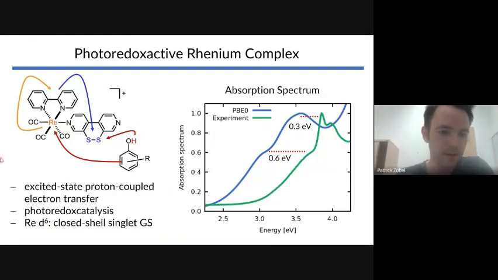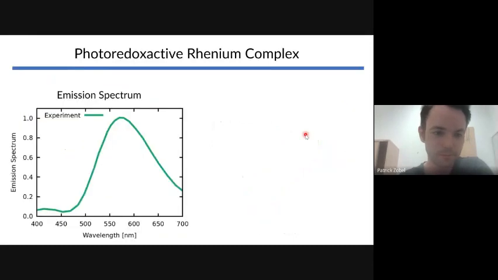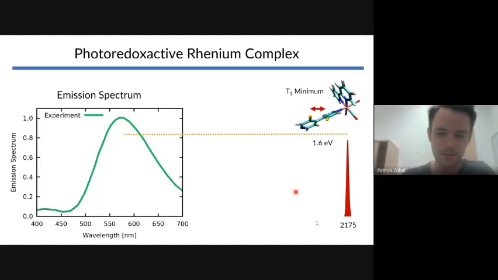But in this complex, it also fluoresces. So we thought we could also check the performance of a functional by calculating the emission spectrum. I show you here the experimental emission spectrum. It has a band at around 575 nanometers, and when we still search for the lowest triplet state and calculate the emission energy, we get something that's all the way over here. So it's not part of the spectrum anymore, but it's 2000 wave numbers, so it's 1.6 electron volts off.